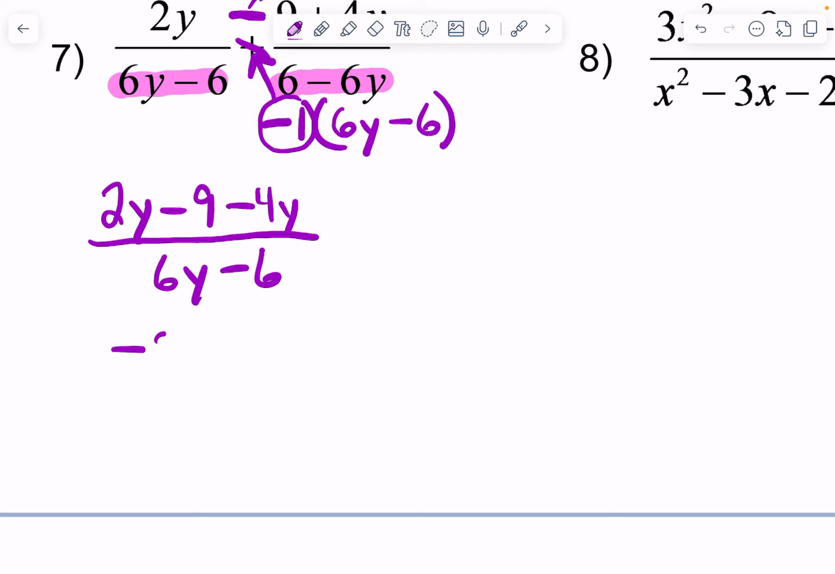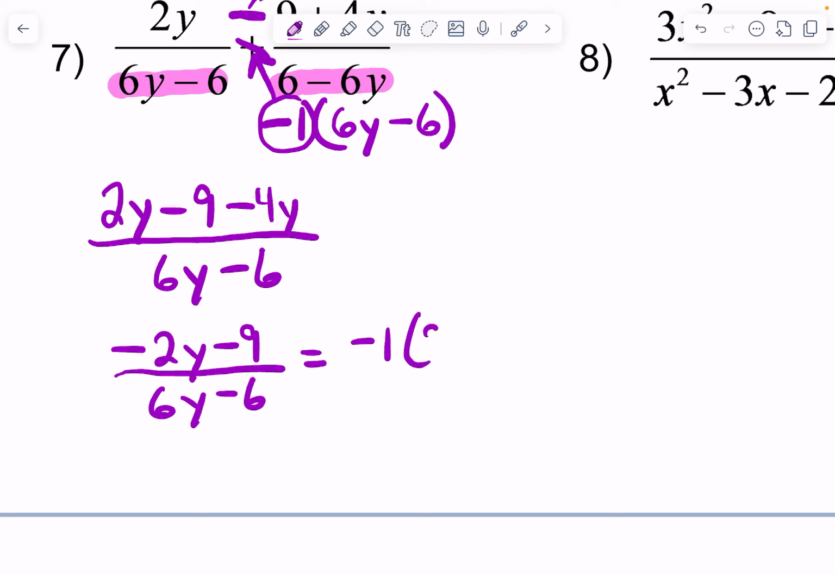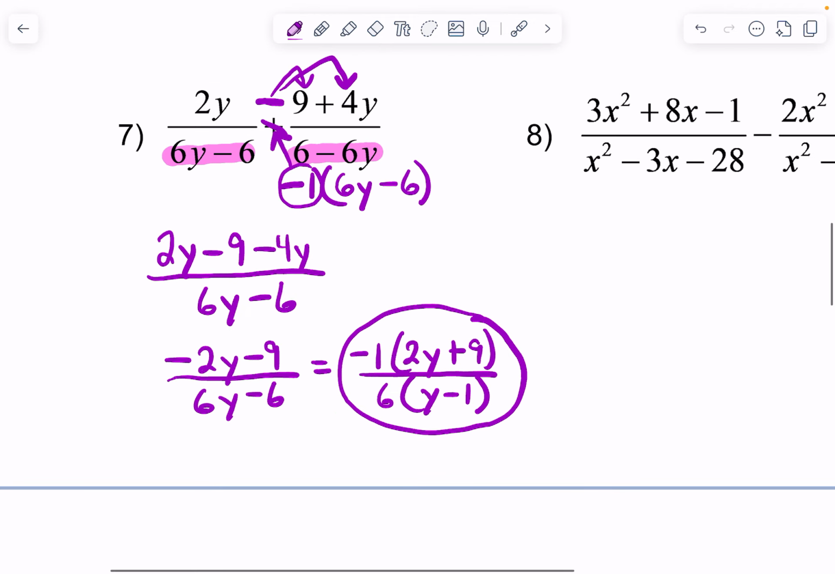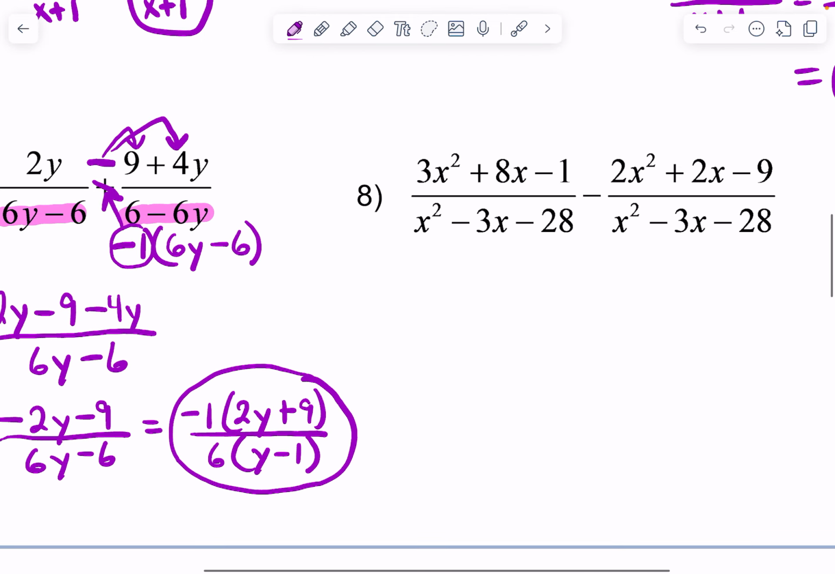Now this becomes -2y minus 9 over 6y minus 6, which I can take out from here a -1 from the numerator, giving me 2y plus 9, and I can take a 6 out of the denominator, leaving me with y minus 1, and that is as far as I can go, and that's fully simplified. Let's go. All right, remember that negative there. Got to distribute that negative.